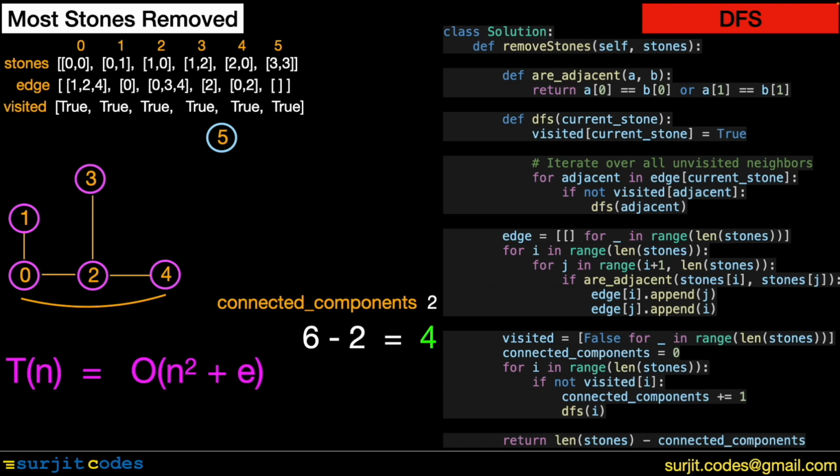Building of graph requires a pair of loops for which the time complexity is of the order of n squared. In DFS, all nodes are processed once, so the total time complexity is of the order of n squared plus e, where e is the number of edges. If all the stones are on x-axis, E is maximum and its value is of the order of n squared, while if all the stones are on the diagonal line, E is 0. So the maximum time complexity is of the order of n squared.